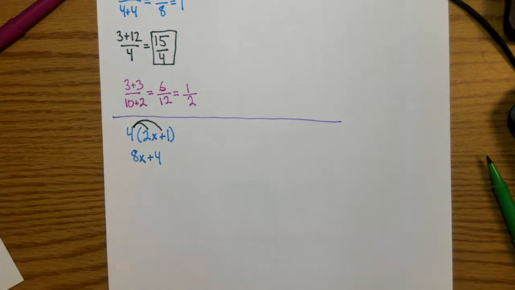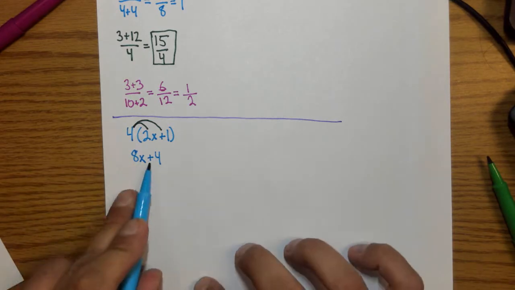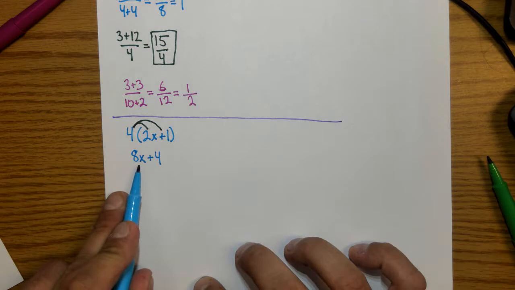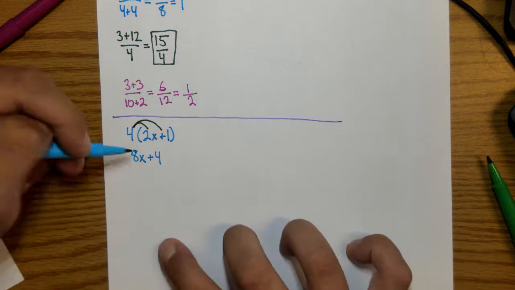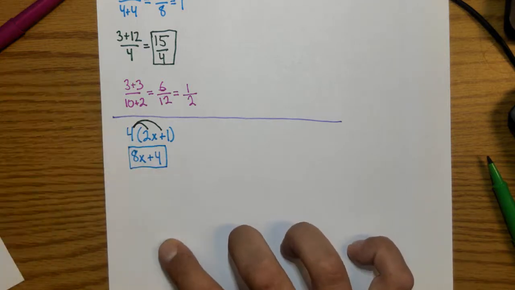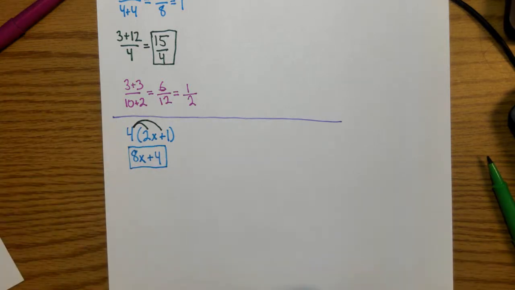Now, at this point, we want to ask ourselves, can we simplify this any further? And we can't, actually. Because remember, we can't add numbers that have variables and numbers that don't have variables. So this is as simplified as this thing will get, 8x plus 4. Let's try another one.